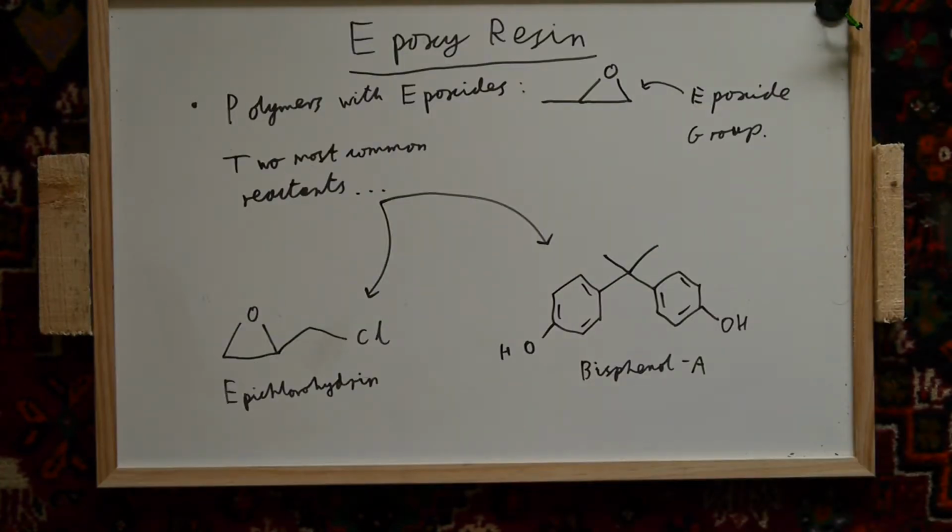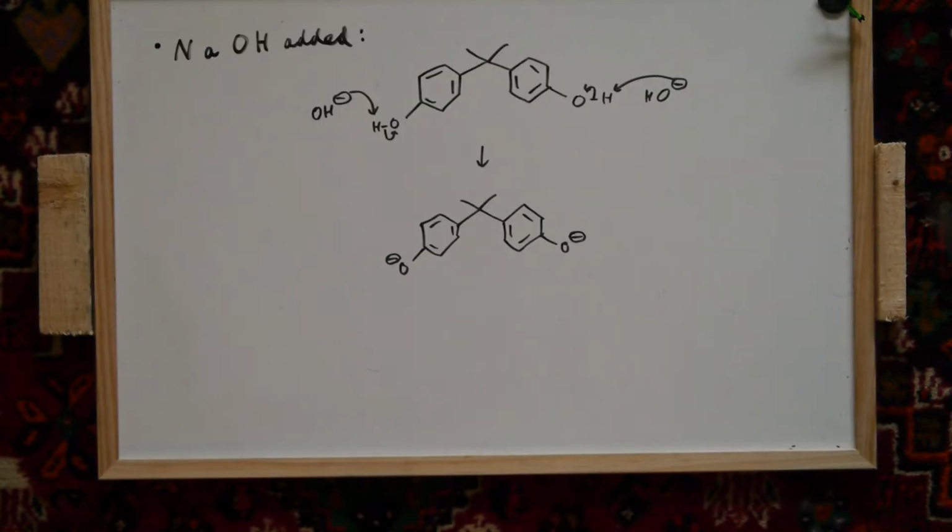Epoxy resins are a group of polymers with epoxides in them. They are thermosetting, which means that when they melt and solidify, they will only solidify once and will never melt again. These are the two most common compounds used to make epoxy resins, and this is their mechanism.